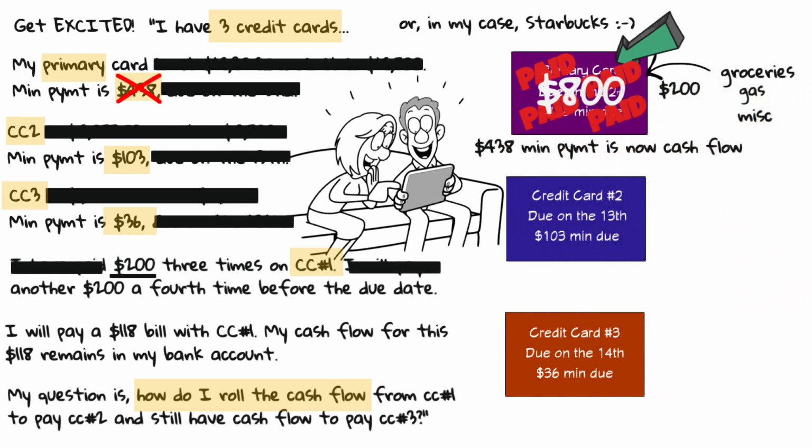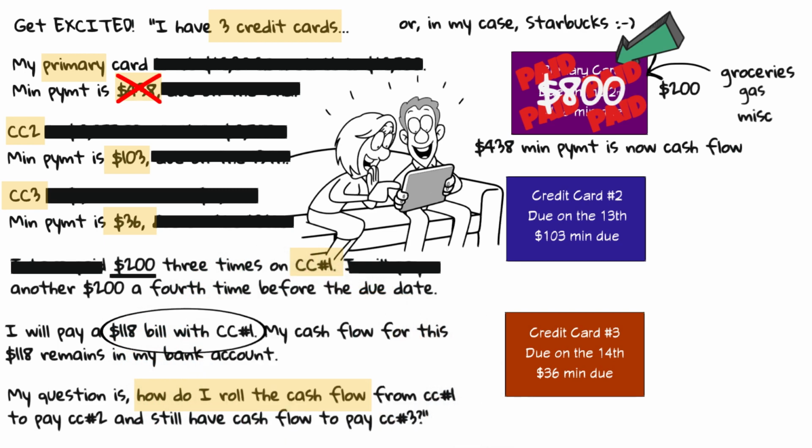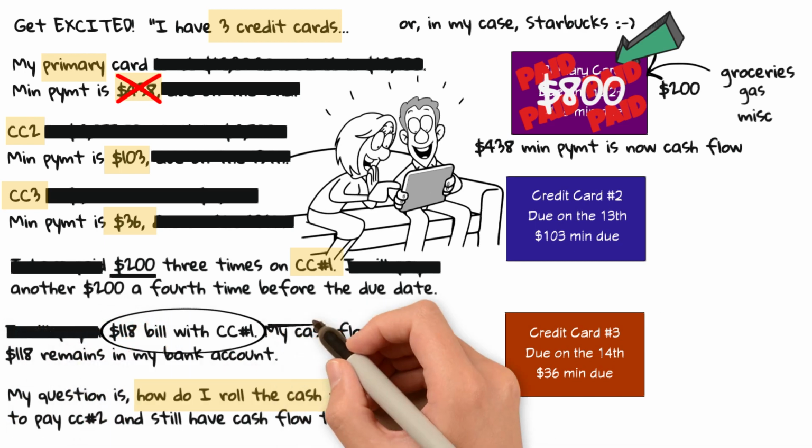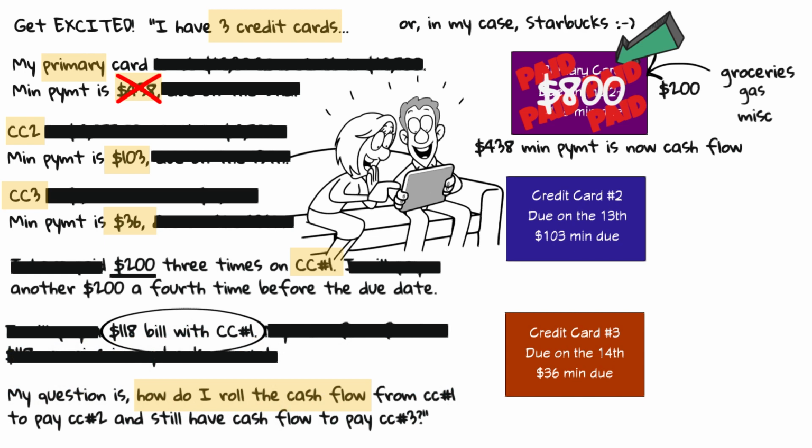That's cash flow. Okay. And then right there, that $438 would cover the minimums for credit card 2 and credit card 3. But we're going to go on, because then he says, I will pay a $118 bill with credit card 1, and my cash flow for this $118 remains in my bank account. Okay. Well, my question is, why are you paying that bill with credit card 1? Because the only thing that should be going on your primary card is groceries, gas, and budgeted miscellaneous. Can you put that bill on there? Absolutely, you can. Should you?